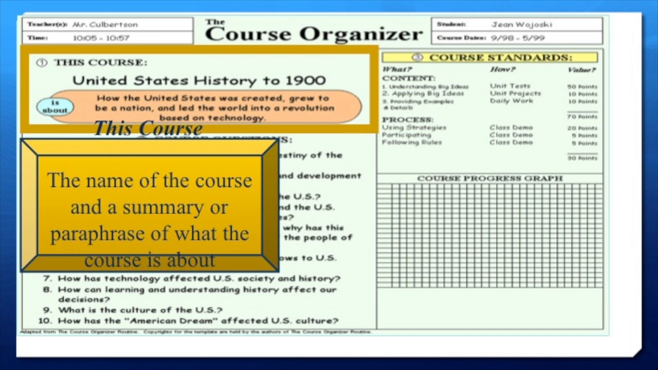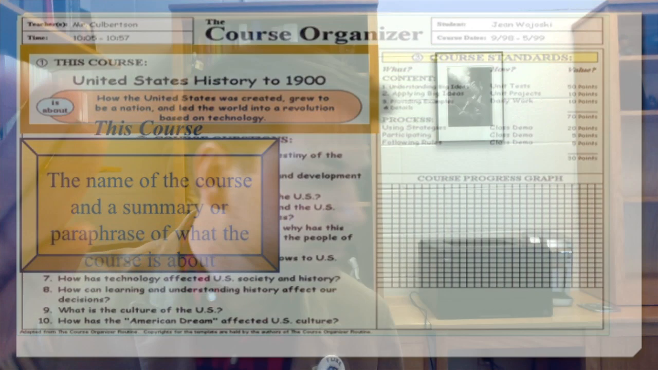Absolutely. It's pretty broad because this is what we're going to cover over the course of the entire year. So we want to make this sufficiently broad so we can see, okay, there are lots of different aspects that are going to play into this, but overall, we're really going to focus on how the United States was created, how it grew to be a nation, and led the world into a revolution based on technology.